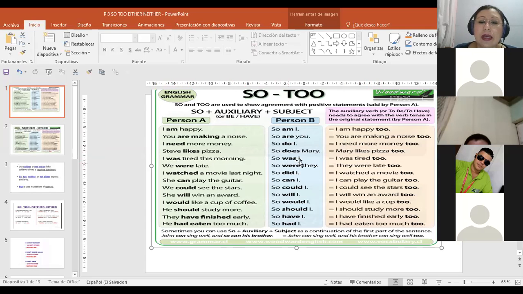So, in the so answer, or short reaffirming sentence, you say, so was I. If you see, I'm using the same tense of the verb. And it's equal to say, I was tired too. I keep the same tense of the verb.